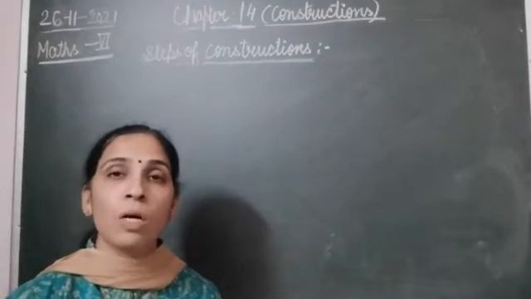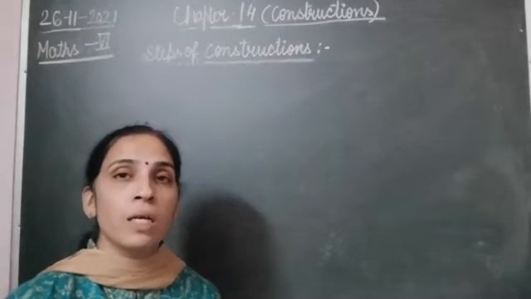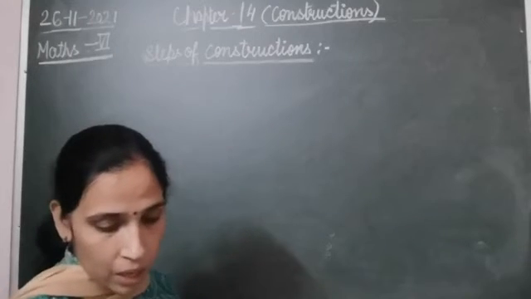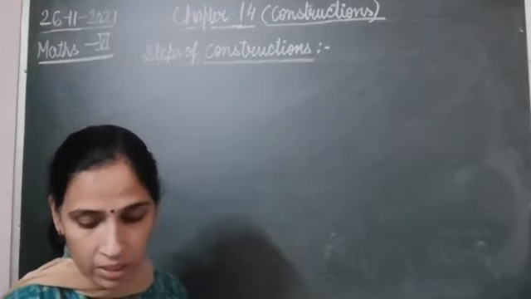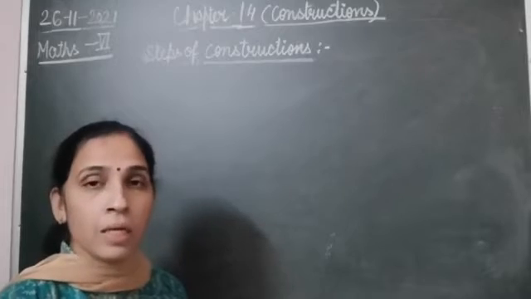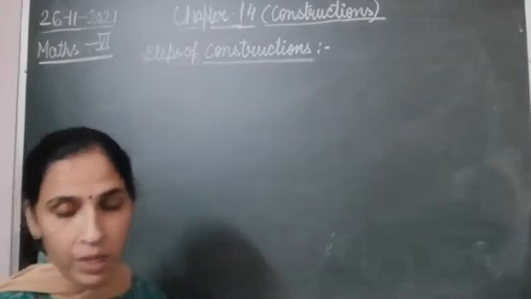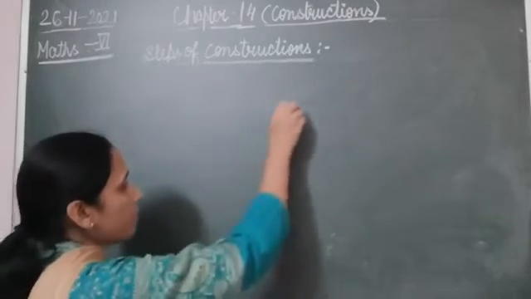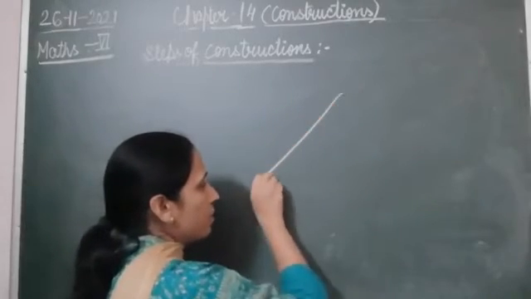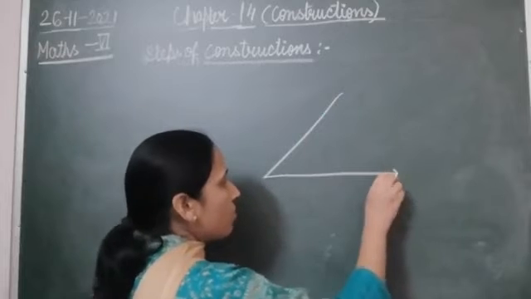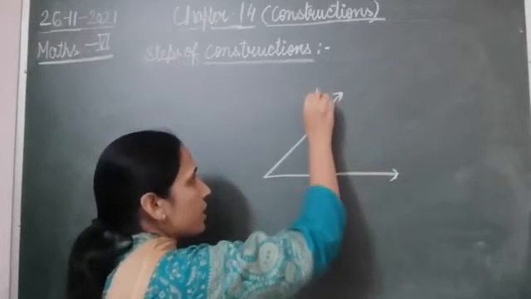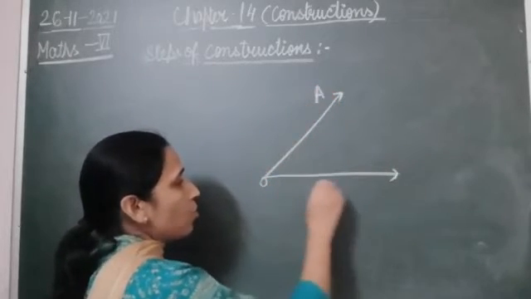Before we draw the bisector of an angle, we will see how to draw different angles. That also we will see. Now, how to draw different angles. Bisector of an angle. For example, if you have been given angle AOB and you need to draw the bisector of angle AOB.